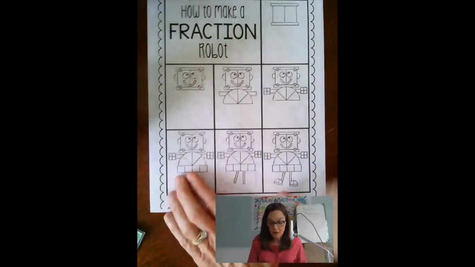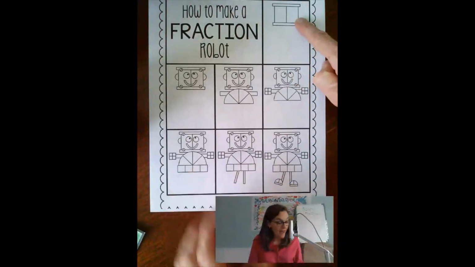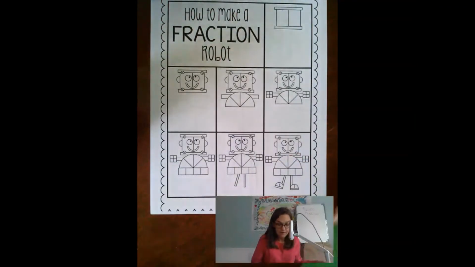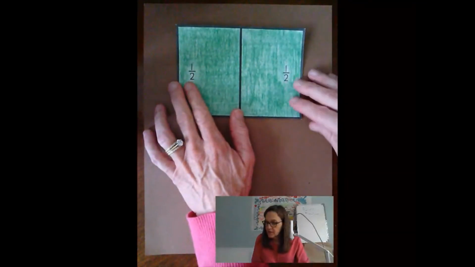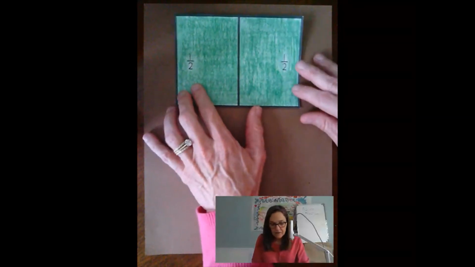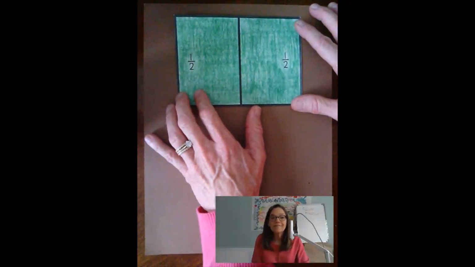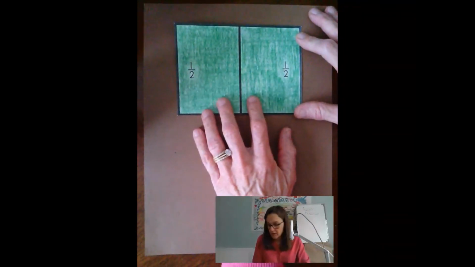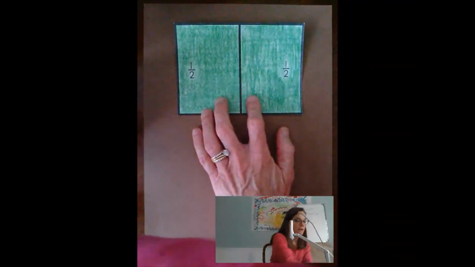Okay, so first we're going to start here with the head. And this is the head piece. Let me move that in. I'm going to glue it down. And my head piece is divided into what fraction? Halves. 1/2, 1/2. Scoot it down just a little bit. I'm going to glue it down.